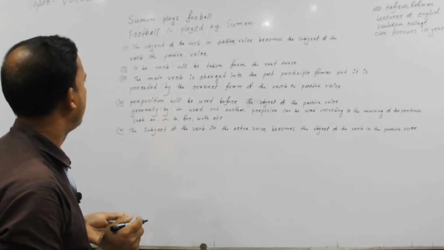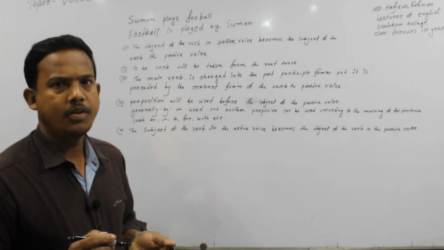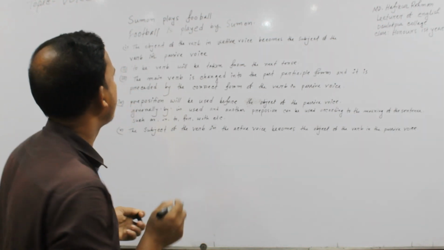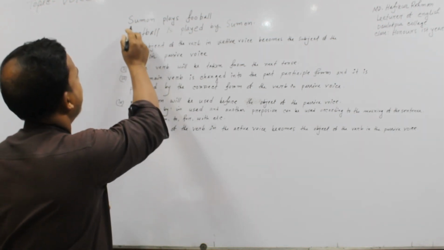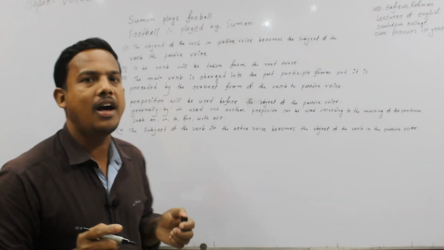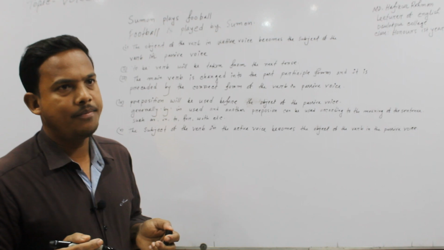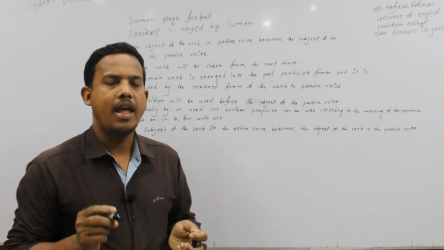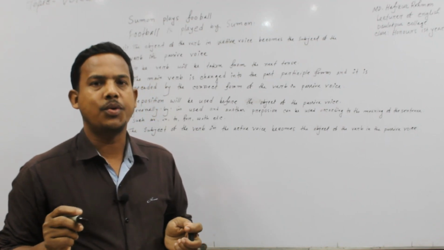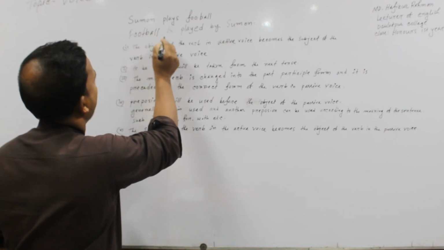Number two, the to be verb will be taken from the next tense. In this case, the sentence is from present indefinite tense. So here we have to take the to be verb from the present continuous tense. We can find from present continuous tense the be verb am, is, are. The be verb will be used in the passive voice according to the subject. So after football we have to use is.